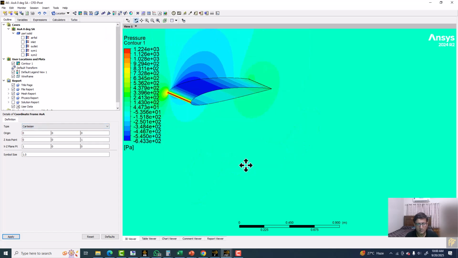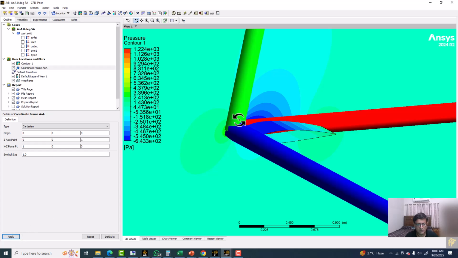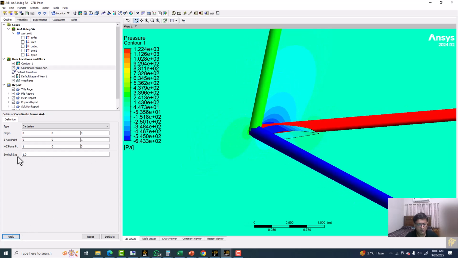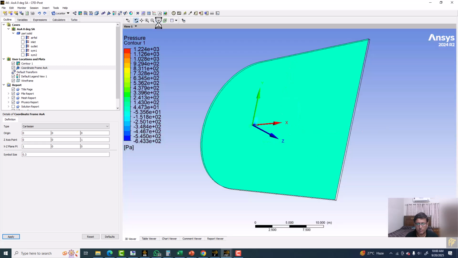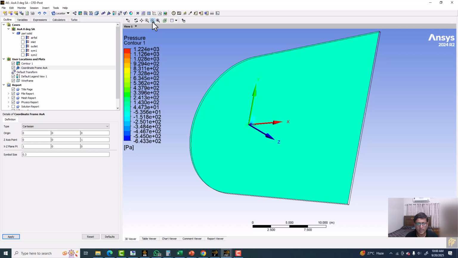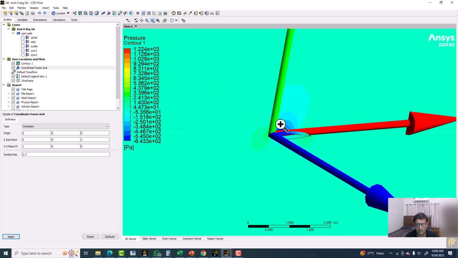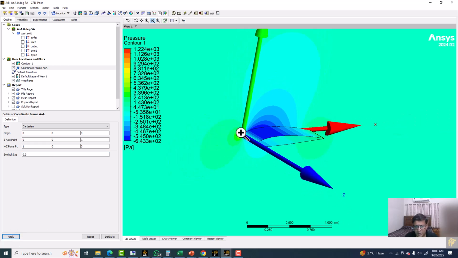Okay, so now the first thing is to simply click on apply. Reduce the symbol size to 0.3. If you take a look from the outside, it is properly visible, but if you zoom to the airfoil, it is slightly too big. So if you make the symbol size 0.3, it will be like this.